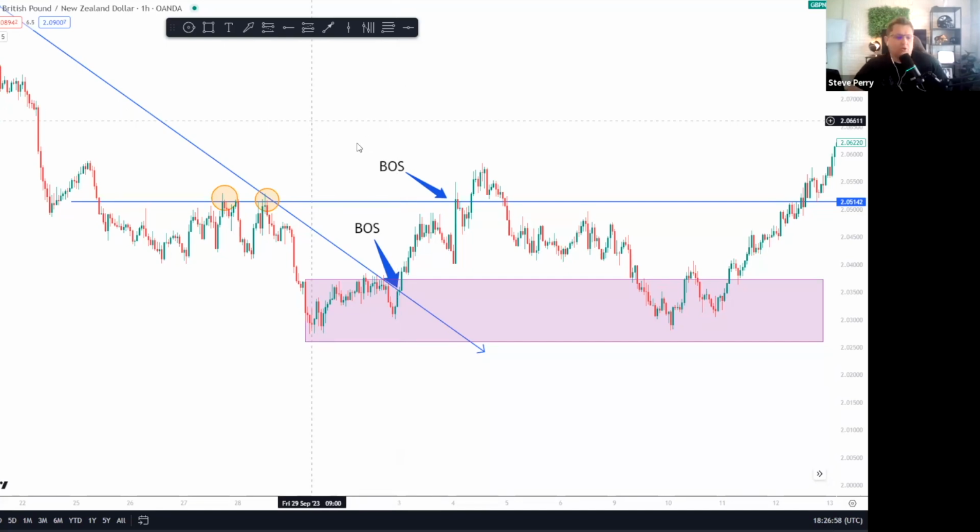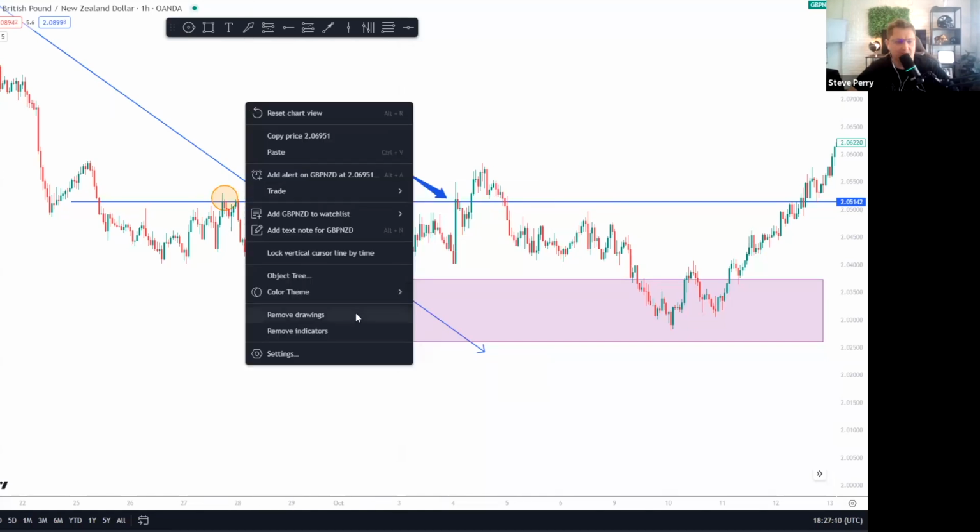Okay. So that's what I do to filter, because there's liquidity practically at every peak, at every bottom in the market, and you don't want to trade every single one of them. You just want to trade the ones that make the most sense.